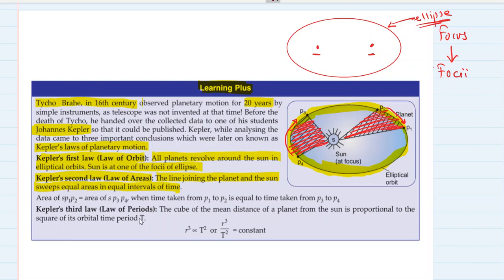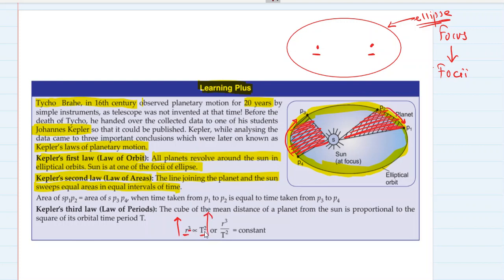The third law is the law of periods. It says that the cube of the mean distance of a planet from the sun is proportional to the square of its orbital time period, capital T. That means the larger the radius, the larger the distance of the planet from the sun, the greater the time it will take to move around the sun. That means the cube of the mean distance of the planet from the sun is directly proportional to the square of the orbital time period. Larger the distance of a planet from the sun, greater the time it will take.